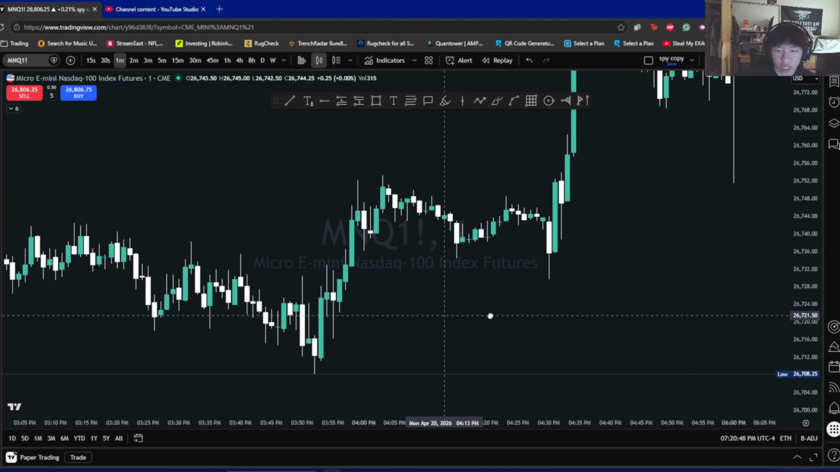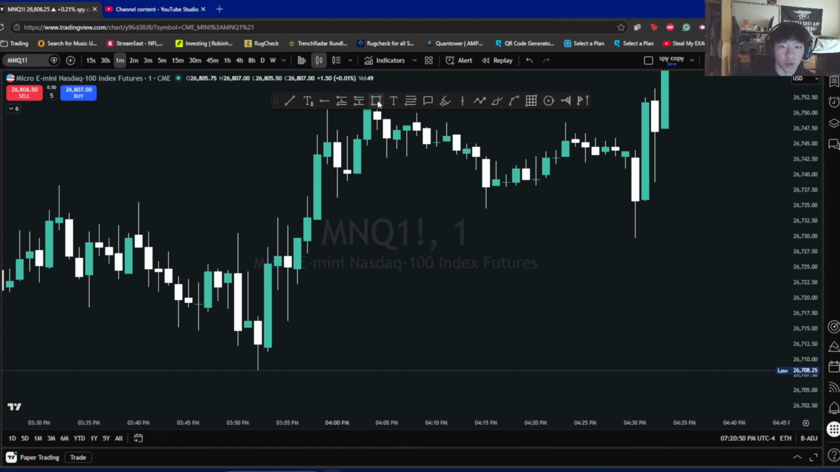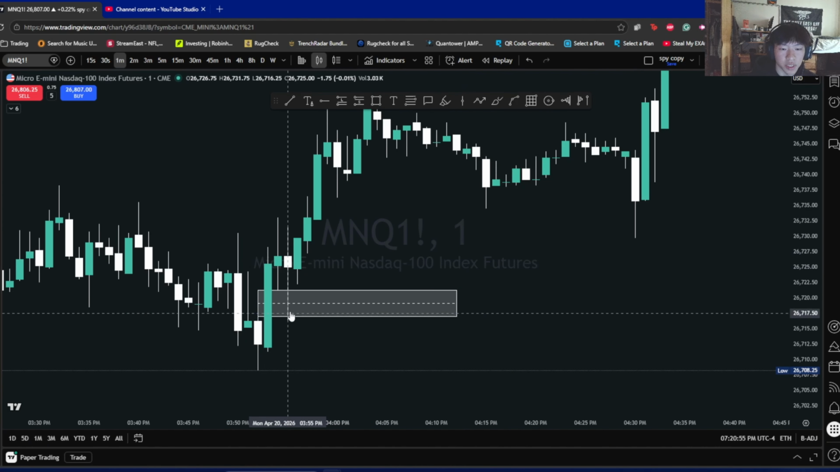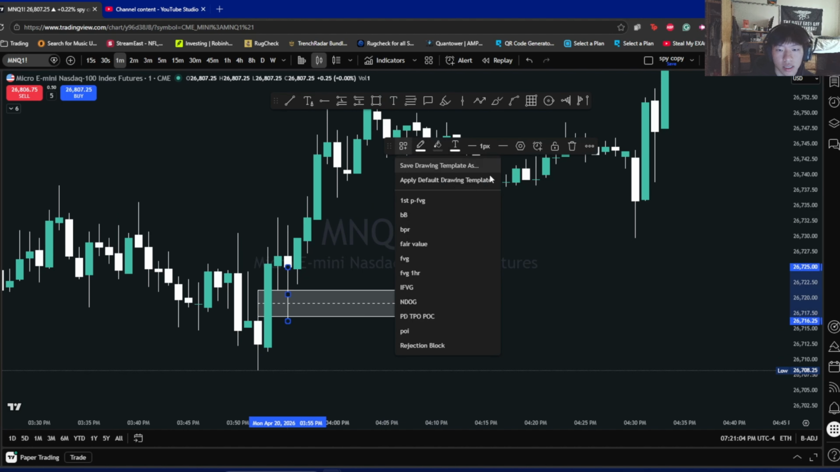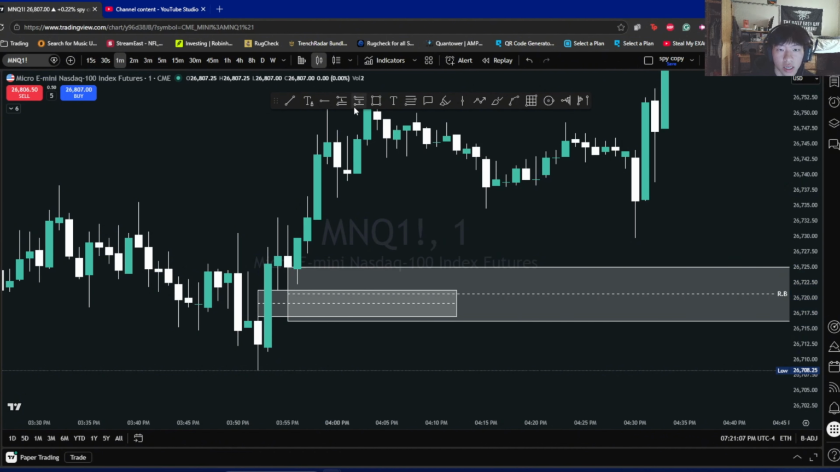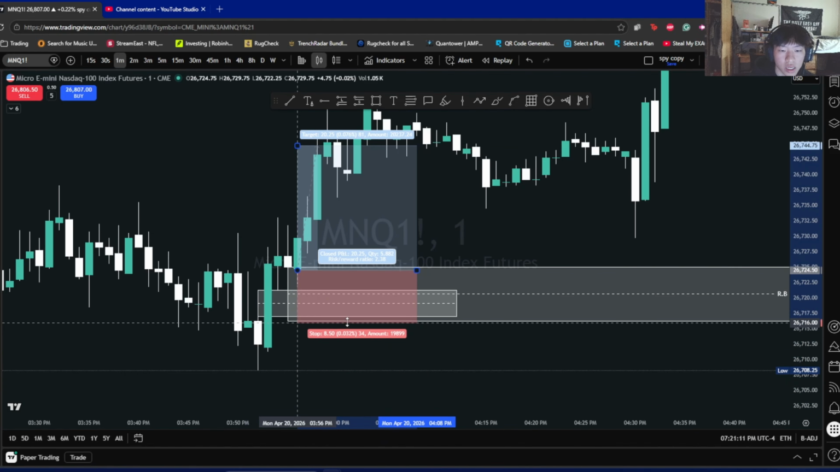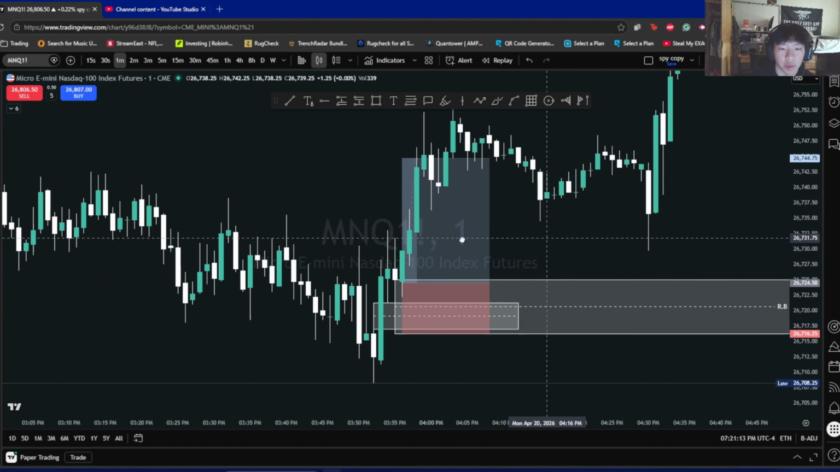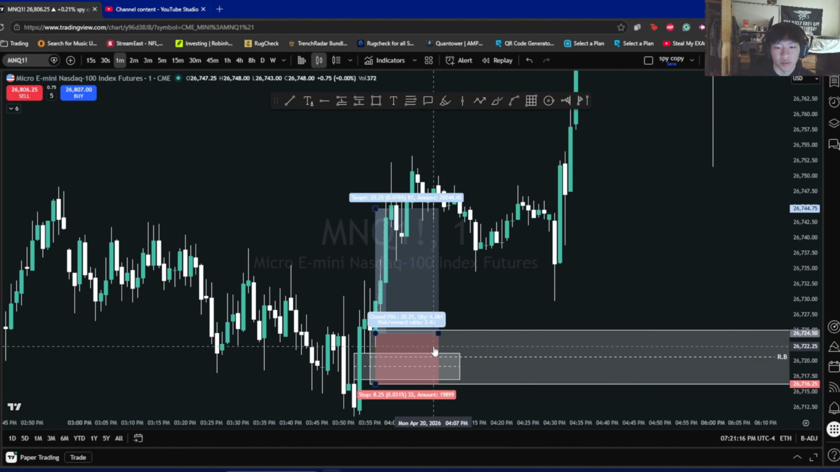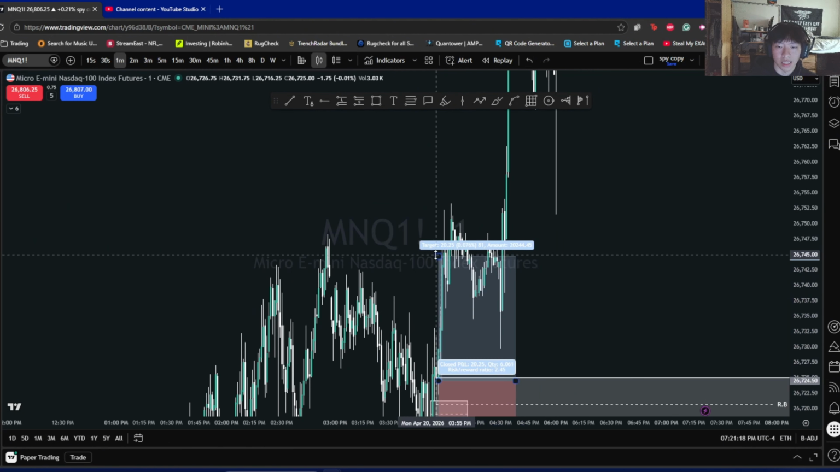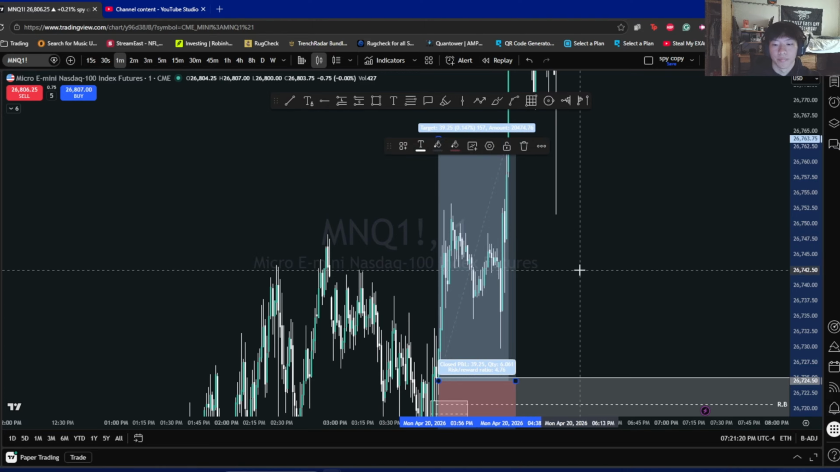You can also use rejection blocks off of fair value gaps. If you don't want to enter straight off of the fair value gap, let's say price taps in and rejects off this fair value gap. We create this rejection block, and you could have entered right here on this rejection block, with a stop at the low of it, because if we disrespect this as well as the fair value gap, we were most likely to see lower. And bam.